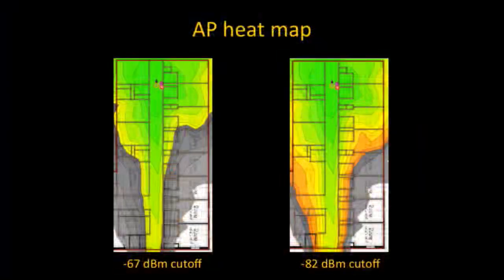So again, we look at this heat map going into the hotels. You can see there's a long tail that goes all the way down the hallway. Essentially, the hallway is a giant waveguide for RF energy. There isn't a lot blocking that signal, so it propagates really, really far.